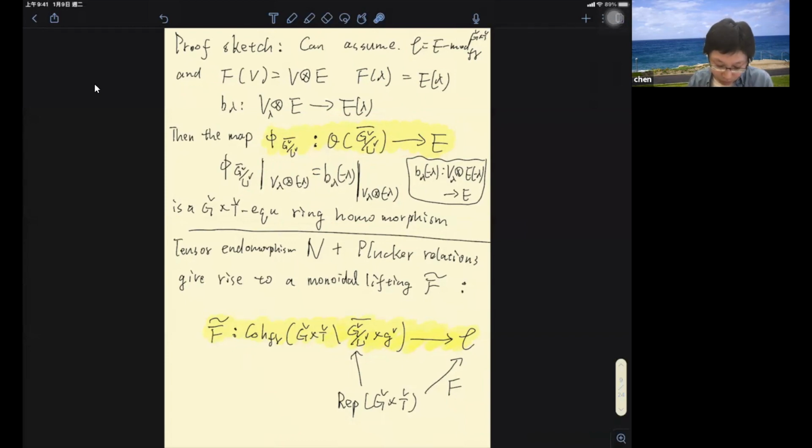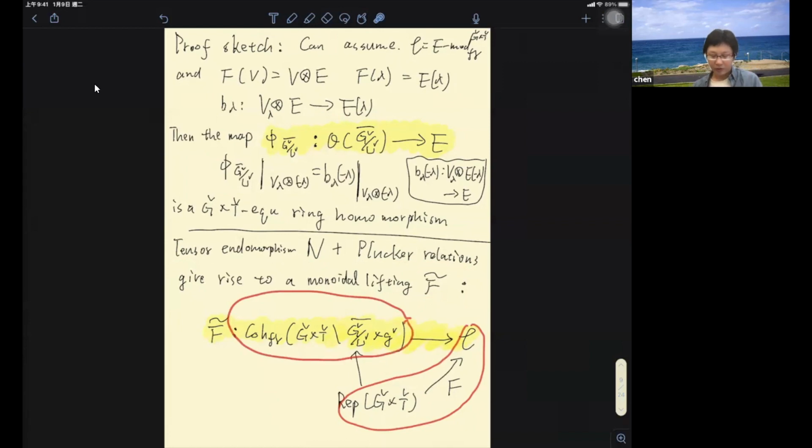Okay, so therefore, a tensor endomorphism plus these Plücker relations for this arrow will give rise to a monoidal lifting of our functor to this quotient stack, this closure of the basic affine space times G check. So that's step 2. So now step 3.